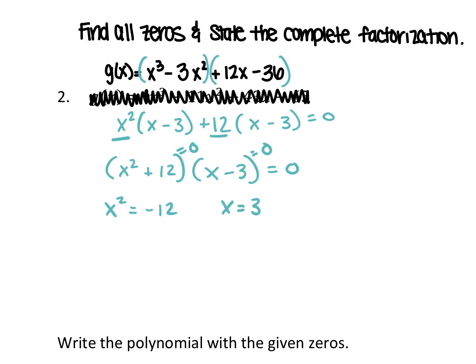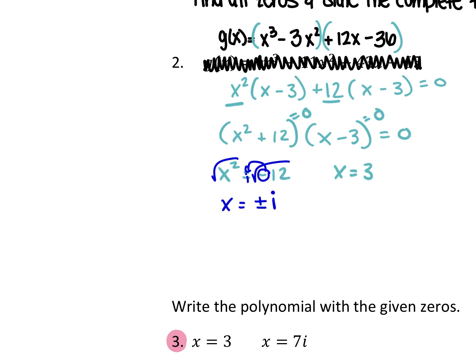Let's finish solving the first one. X squared equals negative 12. What would we have to do next? Square root both sides. So x equals what? Perfect. Plus or minus, don't forget the plus or minus. The negative comes out and it turns into an i, so we've got the i there. And then let's simplify the square root of 12. What are 2 factors of 12? 4 and 3.